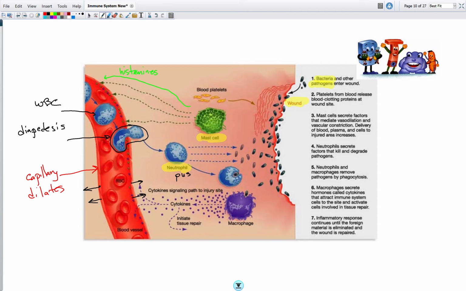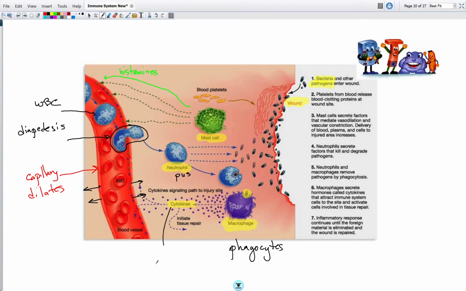Now what also happens is not all of the phagocytes are neutrophils. Some of those phagocytes are macrophages. Macrophages are the large phagocytes, and their job is to do two things. Grab the bacteria, which it's doing here, and put it in a vacuole, and also release cytokines.